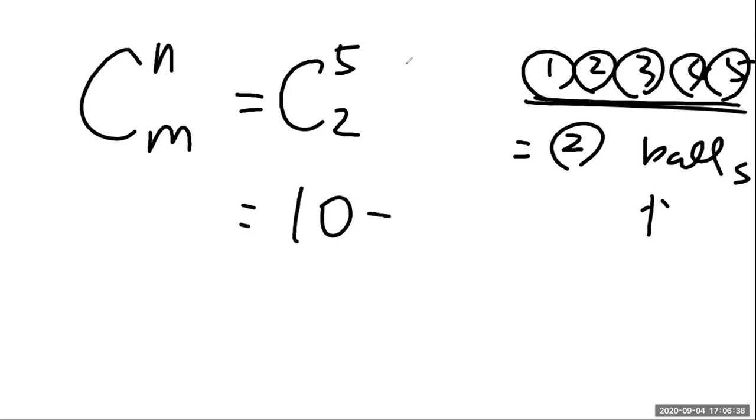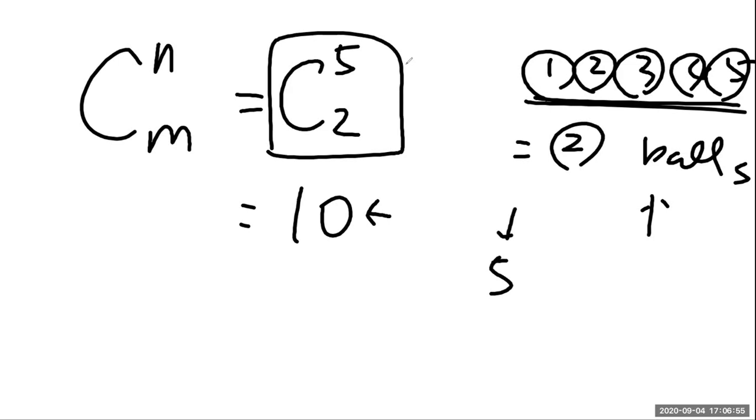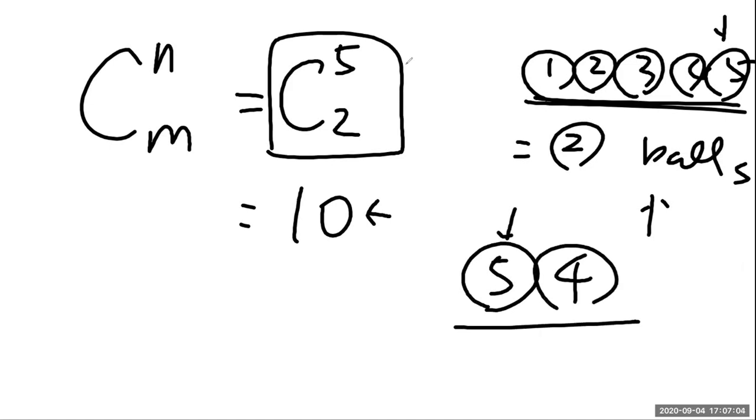But how come I know 10? It's 5 pick 2. The first ball has 5 choices, I may pick 1, 2, 3, 4, 5. The second ball has 4 choices. But first ball, second ball, the order doesn't matter, so I divide by 2. Is that okay?